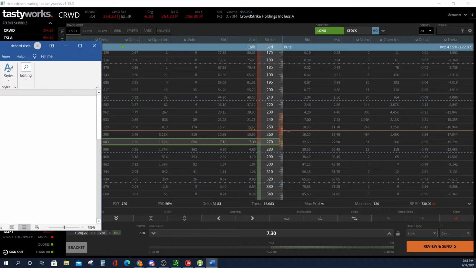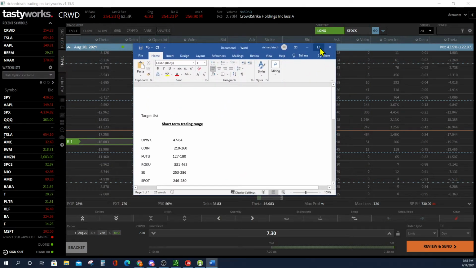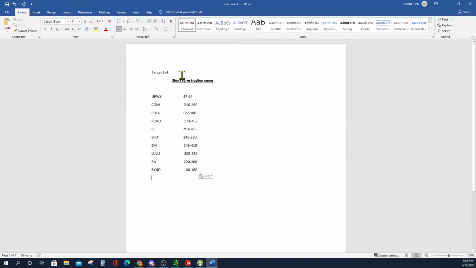As an example, I created this earlier, just goofing around with it. What I want to do is create short-term trading ranges for these particular tickers. With the exception of Zoom and Lulu, they're reasonably priced, so we can play them a little bit easier, right? I want a short-term trading range, which is basically a 30 to 60-day trading range.